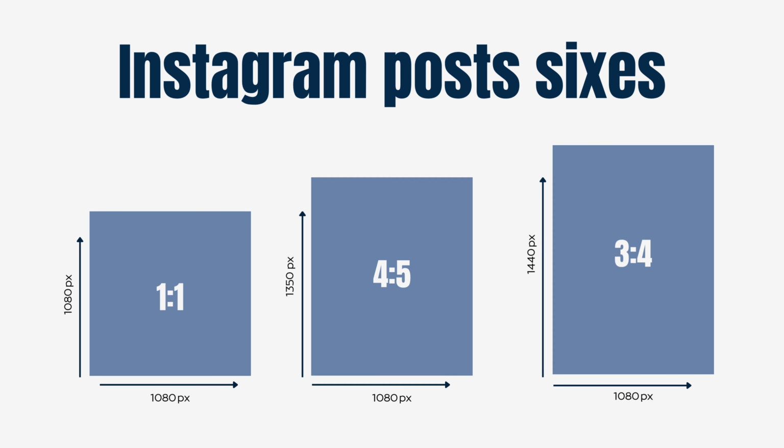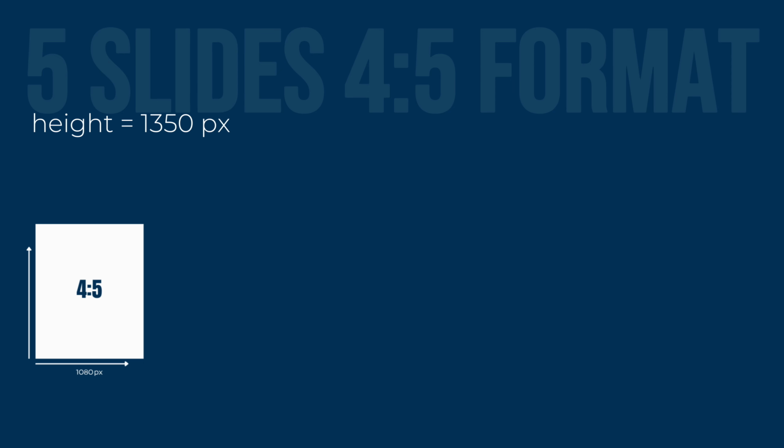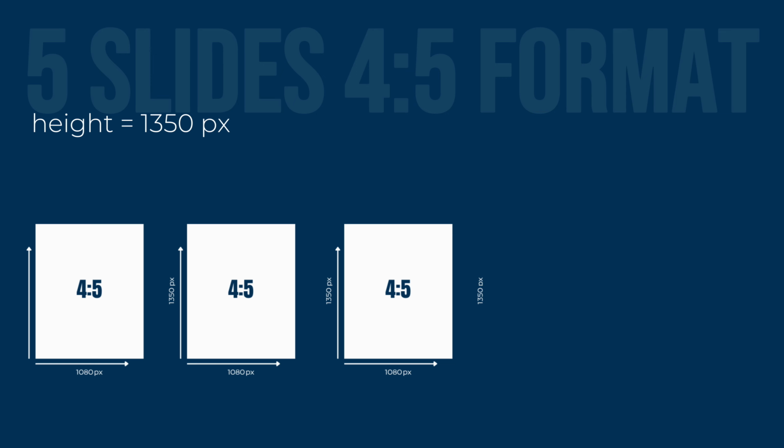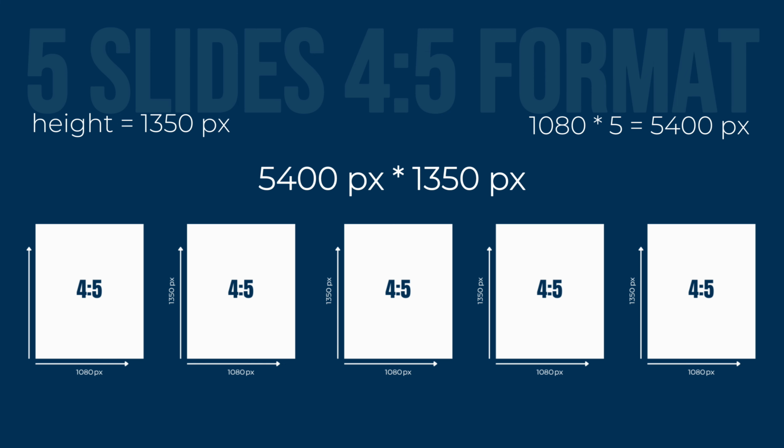Now, let's talk about the sizes. For Instagram posts, you can use 1:1, 3:4, and 4:5 formats. So, let's say we want to create a carousel with 5 slides in the 4:5 format. The height stays the same, 1350 pixels, and we multiply the width by the number of slides. 1080 multiplied by 5 gives us 5400 pixels, so the final size of our Canva project will be 5400 by 1350 pixels.